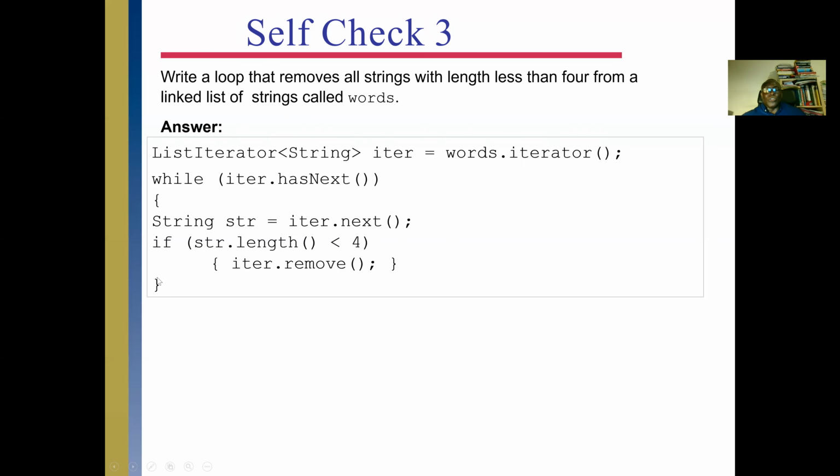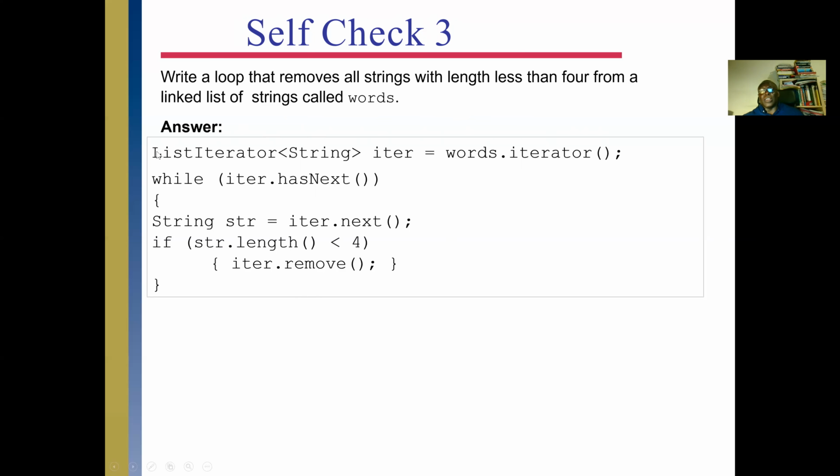Now we check, okay, if str.length is less than 4, then we are going to remove the item. Now we still have to refer to the iterator object intel, so intel.remove. So that is the code, because the question says we should write a loop that removes all strings with a length less than 4. So that's my condition here. If the next string that we access has a length less than 4, then we remove it. So we call intel.remove. And that's what the question is.